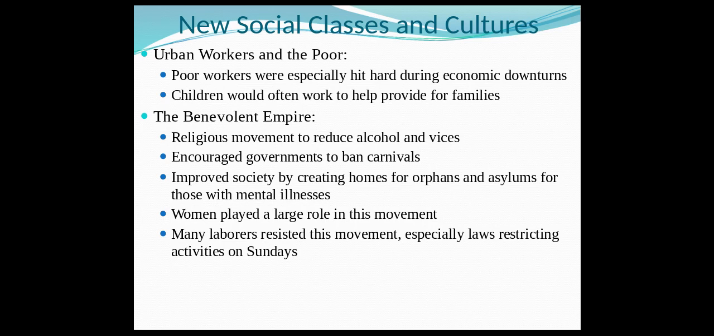These religious people even encouraged the government to ban carnivals. However, it did improve society by creating homes for orphans and asylums for those with mental illnesses. People like Dorothy Dix are part of this reform movement. But before this, if you were mentally ill, you just got thrown in prison with the rest of the people. And there was really no clear way to take care of orphans. Women, of course, as always, play a huge role in this new Benevolent Empire movement.